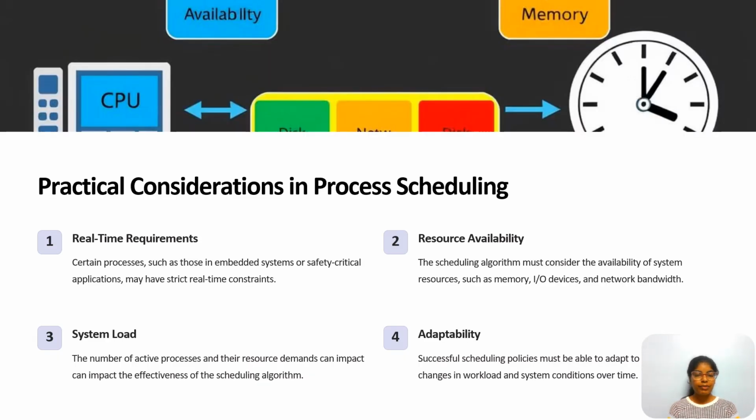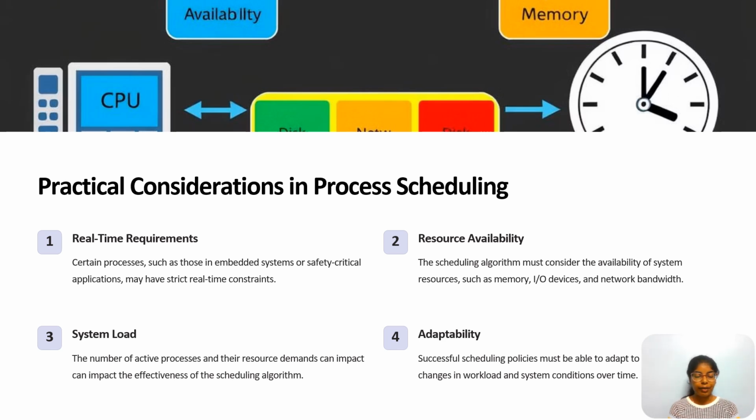Process schedulers are fundamental components of operating systems responsible for deciding the order in which processes are executed by the CPU. In simple terms, they manage how the CPU allocates its time among multiple tasks or processes that are competing for its attention.